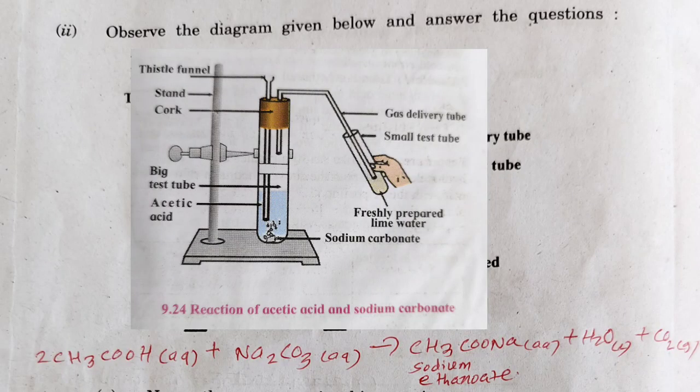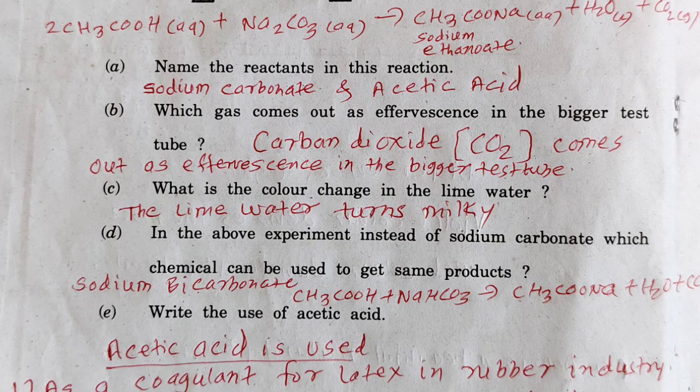Second, observe the diagram given below and answer the following questions. Chemical equation: 2CH3COOH (aq) + Na2CO3 (aq) gives 2CH3COONa (aq) sodium ethanoate + H2O (l) + CO2 (g). A. Name the reactants in the reaction. Sodium carbonate and acetic acid are the reactants in this reaction.